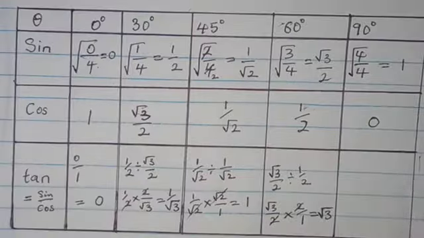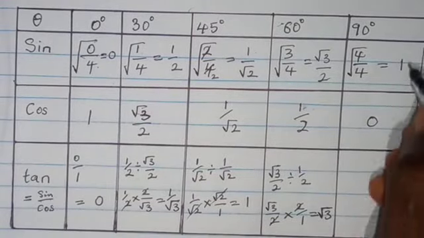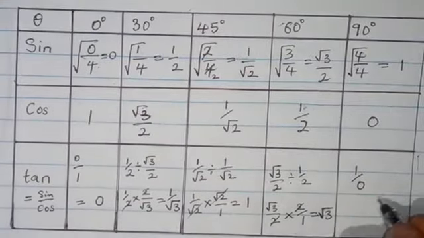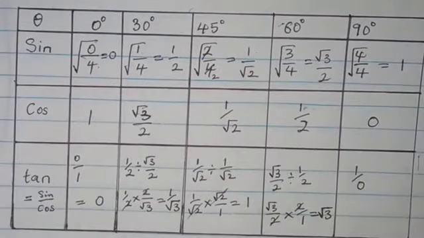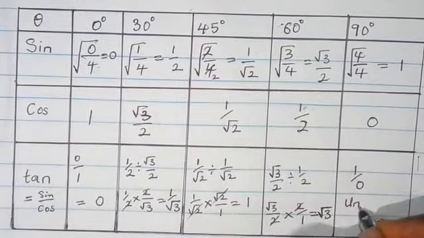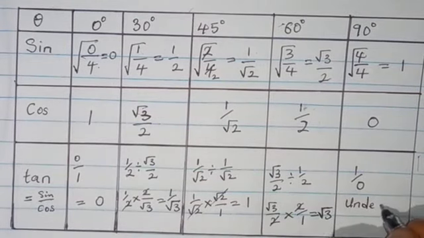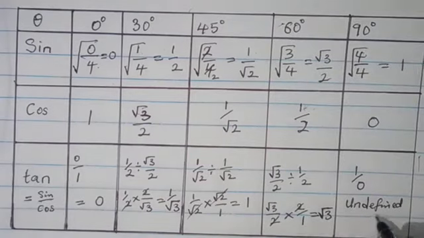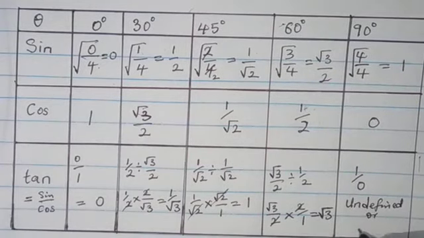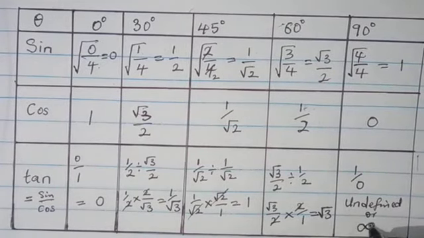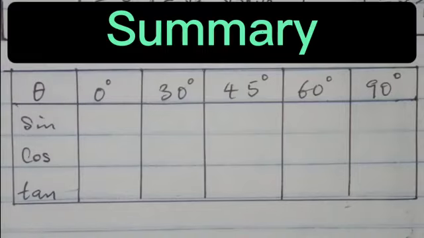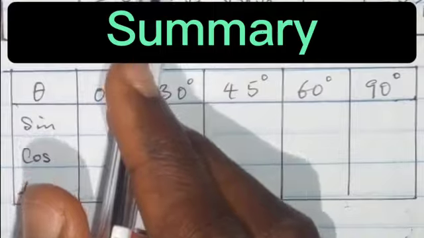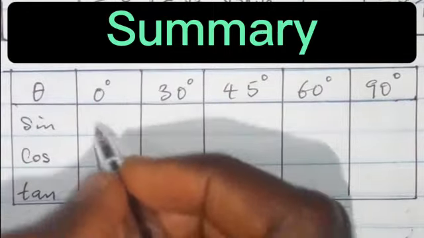Now for this one, 1 over 0 is undefined, because there's no solution for it. So we can call it undefined or infinity for tan theta. It's usually undefined, but we can call it infinity for tan theta, which is tan 90. So this is the summary of the values we get above.